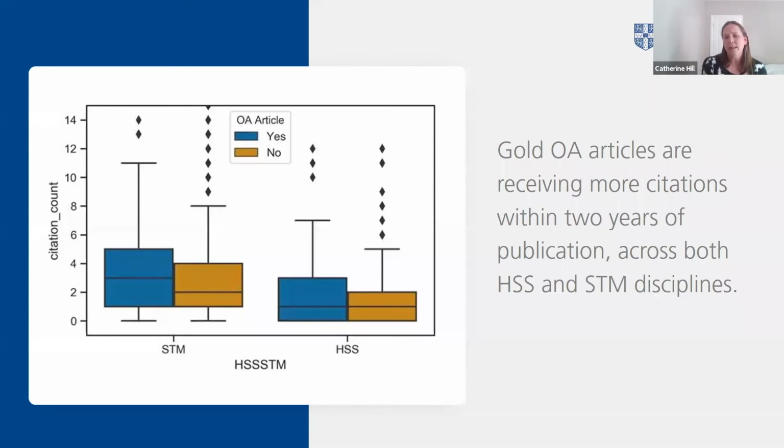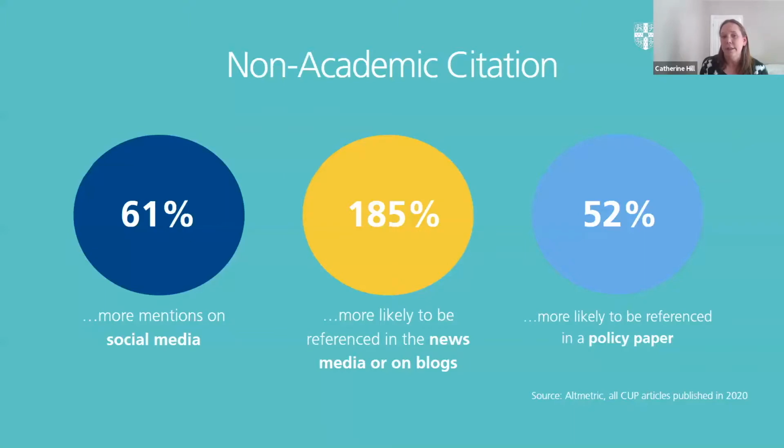We only have a 2-year citation window to look at for these articles, but this box plot here shows that open access articles are trending towards higher levels of citation in both STM and HSS disciplines. There's nothing conclusive about this yet, but the early evidence seems positive.